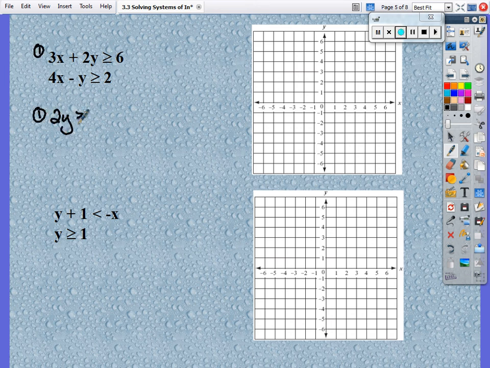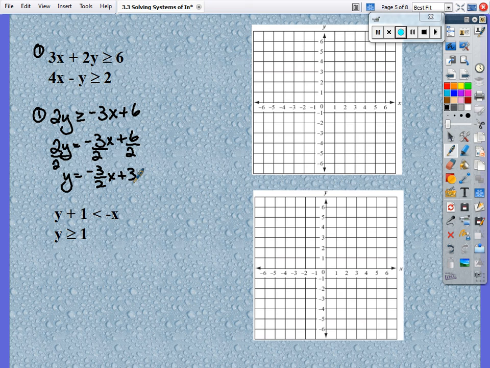So I'm going to first go ahead and subtract 3x. I need to convert it to an equation. Almost forgot to do that here. There we go. And then I can divide everything by 2. As long as I do it to both sides, I should be in business. And so there's my slope, negative 3 halves.